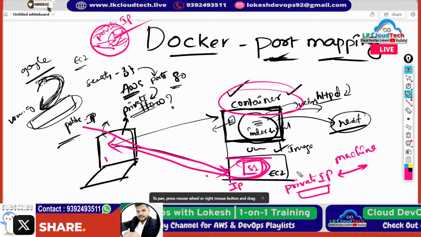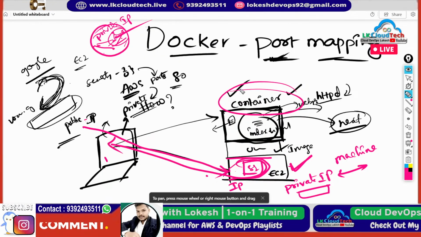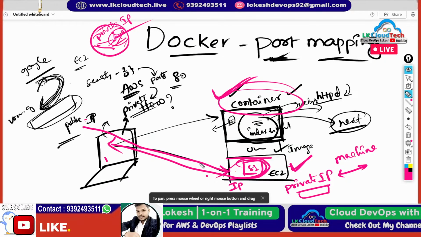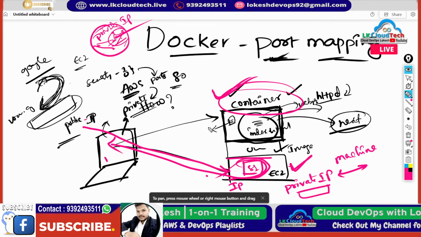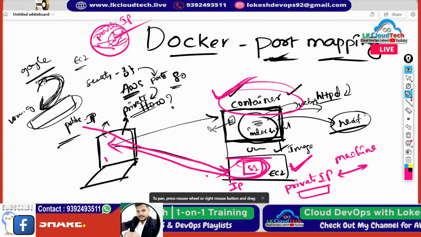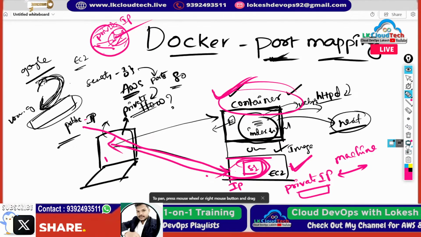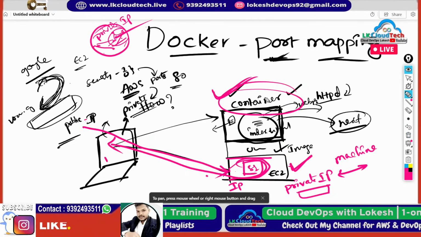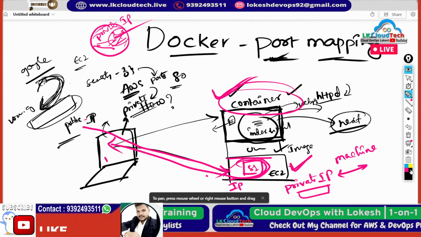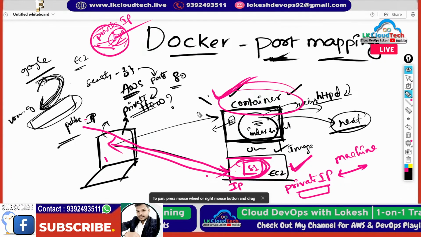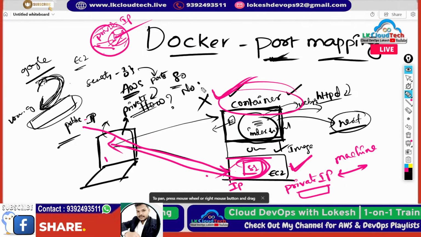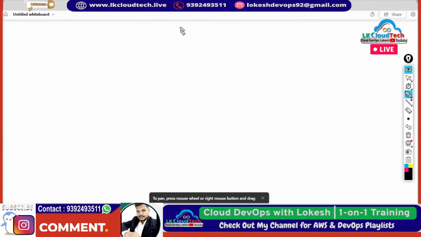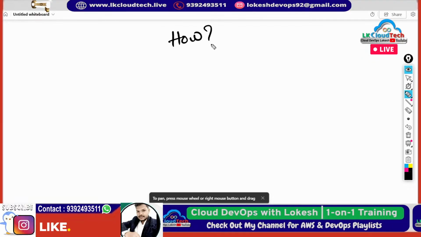This is okay till the EC2 instance is fine. But what about containers? Can we follow the same process? This is actually an important point here: a container does not have any IP address. So in this case, how do we communicate? This is a big question.